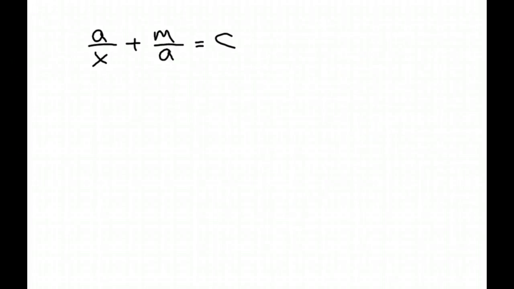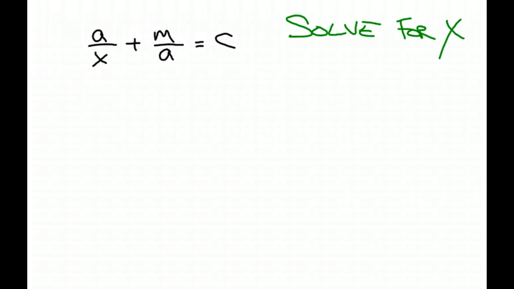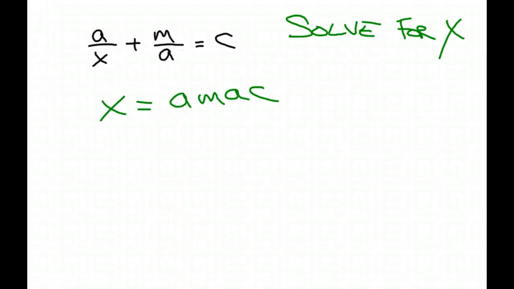Okay, so not only do I give you that equation, but I'm asking you to solve for x. All that means, guys, is we want all the other letters on one side of the equal sign and the x by itself. So all you do is go x equals a, m, a, c, and you're done. Just move all the letters to one side and leave the x there.